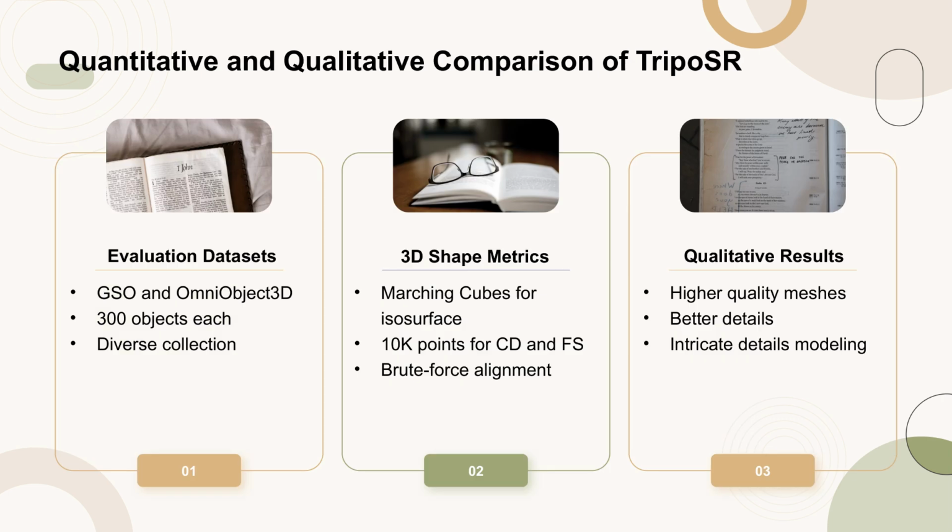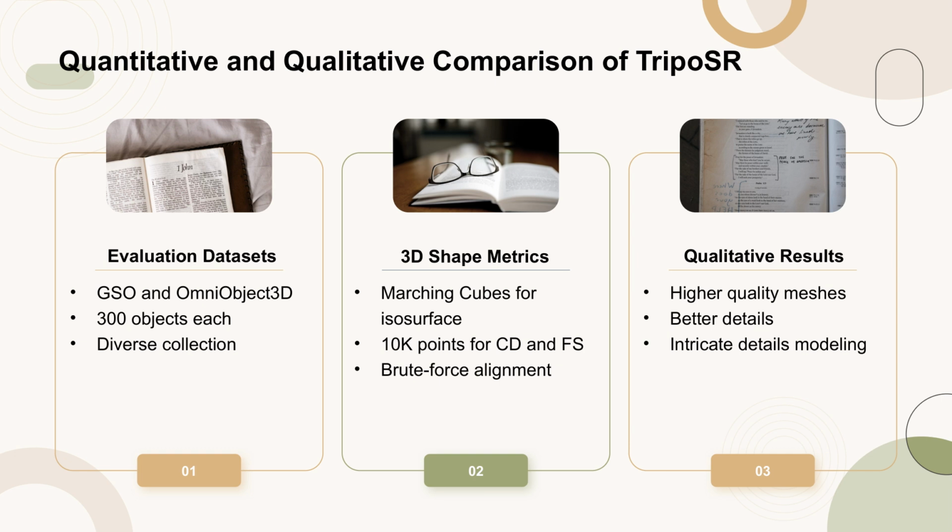In this section, the authors quantitatively and qualitatively compare TripoSR to previous state-of-the-art methods using two different datasets with 3D reconstruction metrics. They curate two public datasets, GSO and OmniObject 3D, selecting around 300 objects from each to ensure a diverse and representative collection. For 3D shape metrics, they use marching cubes to extract isosurfaces and sample 10,000 points to calculate chamfer distance and F-score. A brute force search approach is used to align predictions with ground truth shapes.